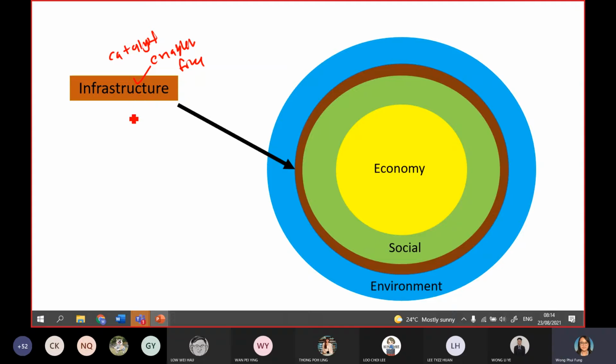So I give you one example. Talk about ECRL in Malaysia. ECRL, East Coast Rail Link, is actually a railway in order to connect KL to the East Coast. The East Coast here refers to Terengganu, Pahang, and also Kelantan. So why do we need to build ECRL?